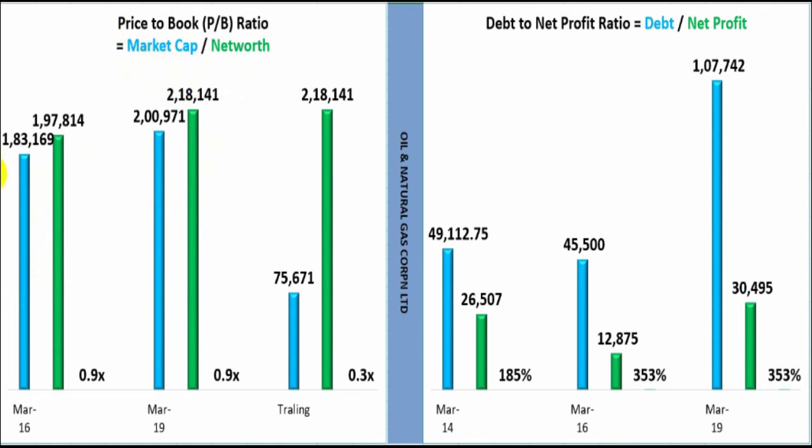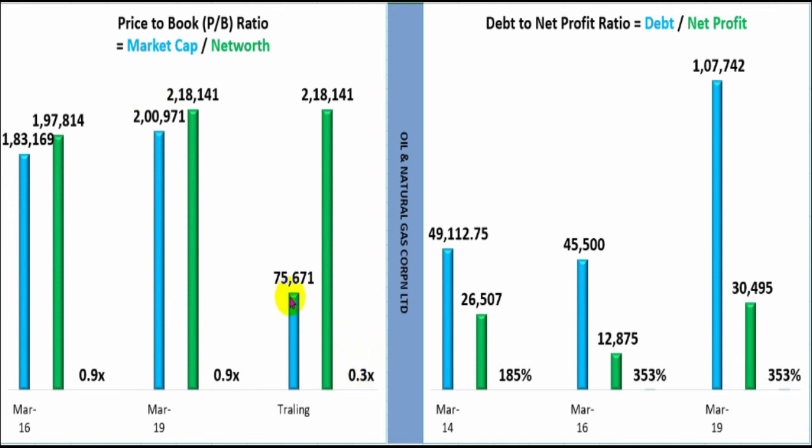So in March 19, the company's total net worth in green was 2,18,000 crores and the value of the company in the market was 2 lakh crores. So that is at a discount, 0.9 times its book. That is, we are getting it at a discount to its actual value. In the recent 12 months, we see a huge discount to its book value at 0.3.